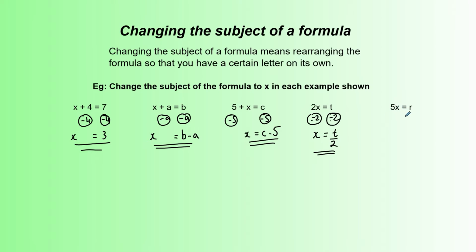Same idea in the last one, trying to get the x on its own. So we're going to divide by 5 because it's 5 times x. Opposite of times by 5 is dividing by 5 on both sides to keep it balanced. And then we get x equals r divided by 5. So r divided by 5, which is our final equation with the subject of the formula changed to x. Okay, so let's have a look at some more examples that are a little bit more complicated than that.